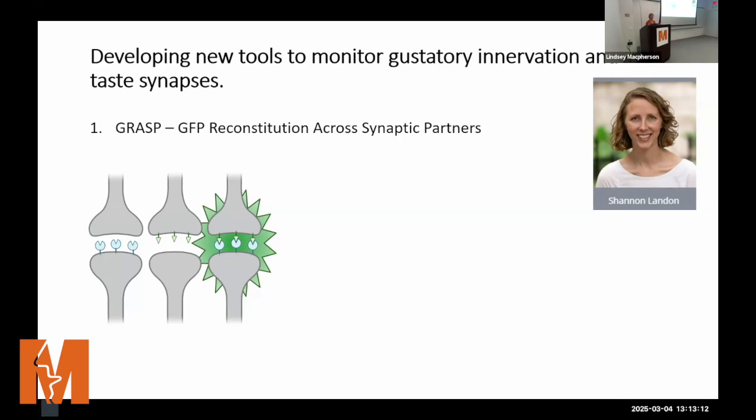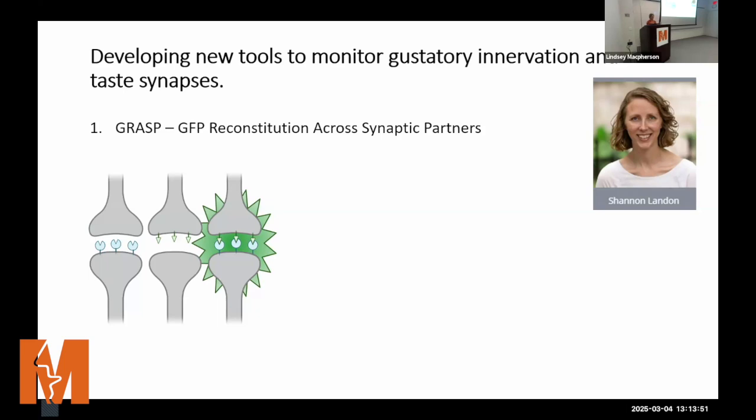So the idea behind GRASP is that it's a GFP molecule that's been split into two pieces. So there's one part of the GFP that gets placed on a presynaptic cell, and the other part of the GFP, which can be very small, it's actually just one of the 11 beta sheets within this beta barrel, is expressed on the postsynaptic side. So separately, these two pieces of GFP do not fluoresce, but as soon as they come into close contact, such as at a synapse, they can spontaneously refold and form a fluorescent molecule that you can see with light microscopy.